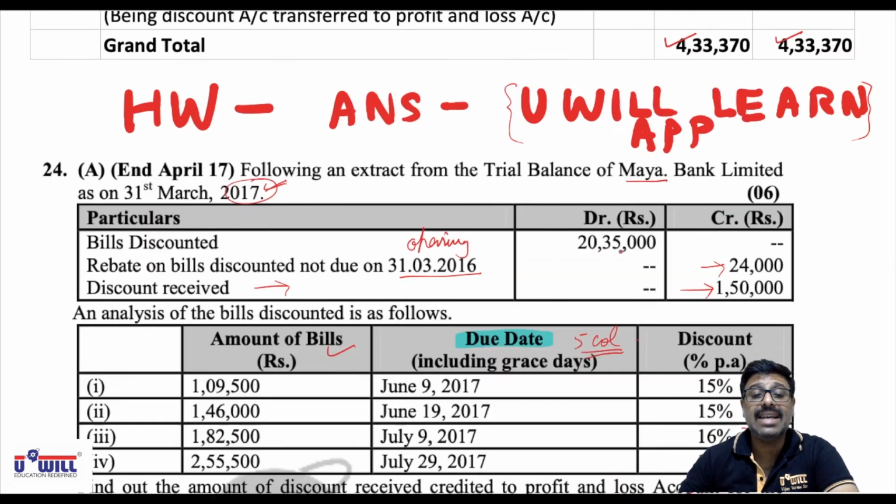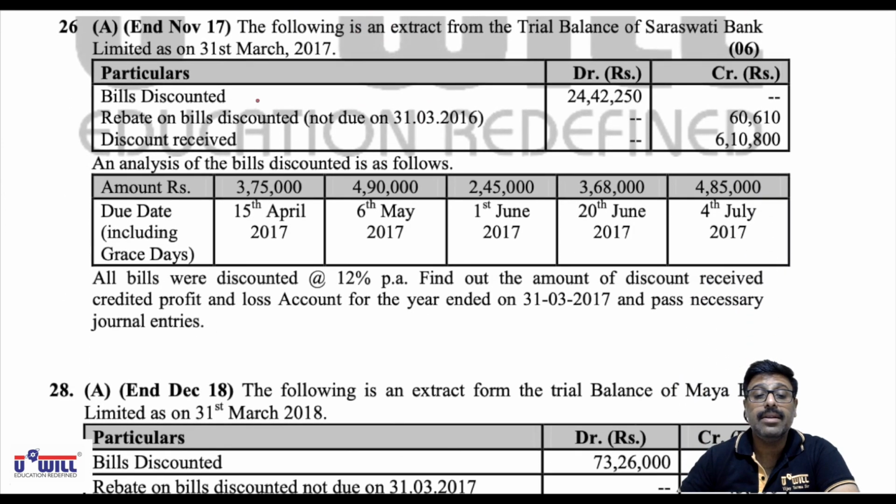So 26A, exactly similar, bills discounted. This is opening rebate. This is current year's income. Again, you are directly given with due date. So only 5 columns are to be made. And the rate of discount on all bills is 12%.